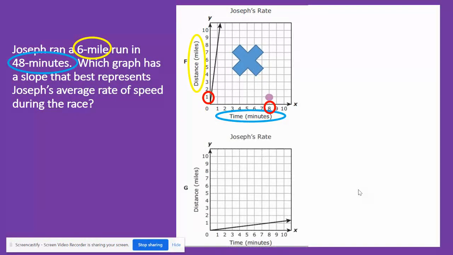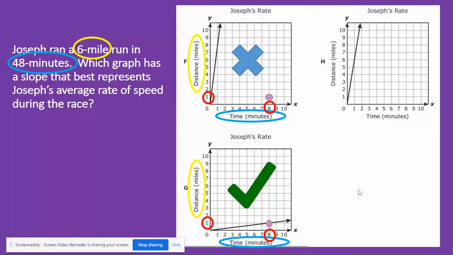Looking at the next graph, again, I see my y-axis represents distance in miles. The x-axis represents time in minutes. It's very important that for each graph you identify the labels. I'm now going to look at the fact that Joseph ran 1 mile, 8 minutes. Those 2 points will intersect, and my line does go through that point of intersection. Therefore, I will consider this as my answer choice, but I want to continue looking at the other answer choices that are given.